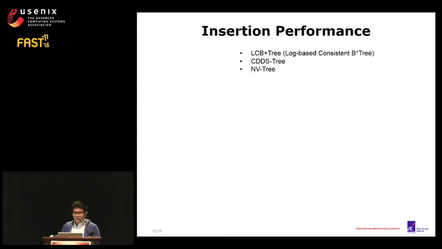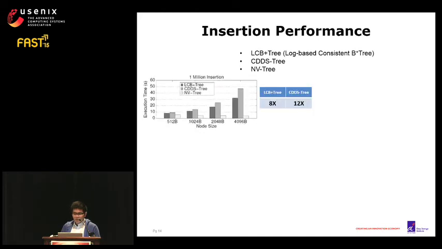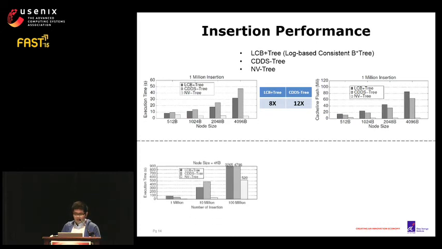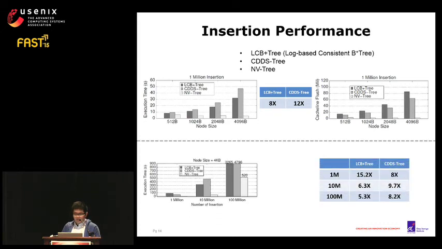We first compare the insertion performance of these 3 trees: the log-based consistent B+Tree, CDDS tree, and our NVTree. For 1 million insertions, NVTree is 8 times faster than B+Tree and 12 times faster than CDDS tree. Such performance improvement is achieved by reducing the CPU cache line flush. For large data sets such as 10 million and 100 million insertions, NVTree always outperforms the competitors.